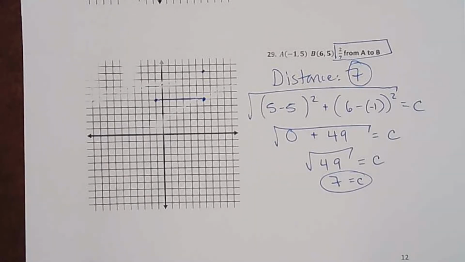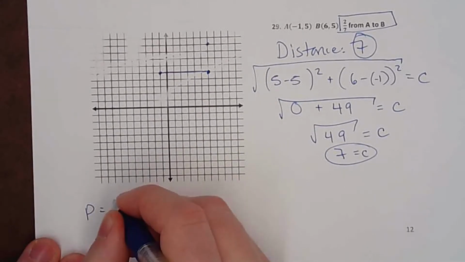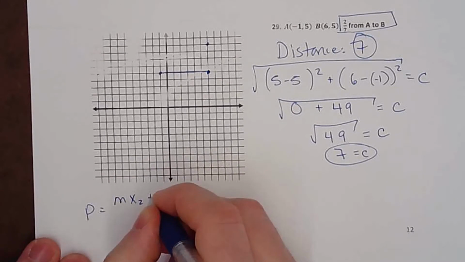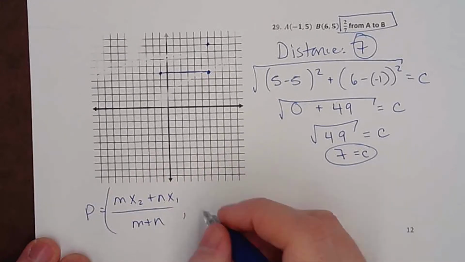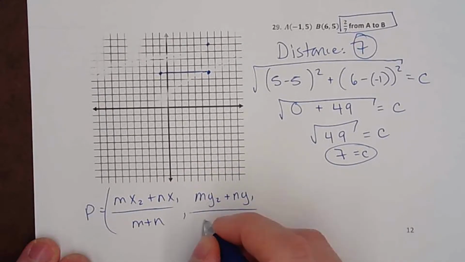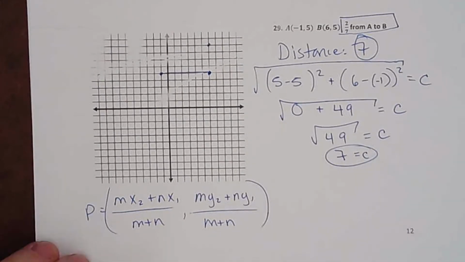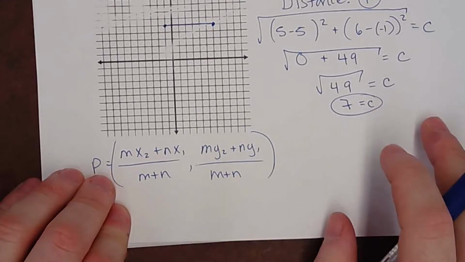Now you could use the section formula, right? Everybody remember this? P equals mx2 plus nx1 over m plus n, and then the same thing for the y's. Remember that? We could use this. But there is a shortcut I want to show you.